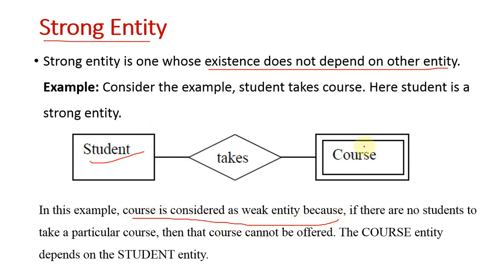Course is considered a weak entity. If there are no students in this table, what is the use of course? If there are no students to take a particular course, then that course cannot be offered. The course entity depends on the student entity. Student takes course. Here students are the main. So this is strong, and in front of this one the course is weak. This is nothing but the relationship between two entity types.